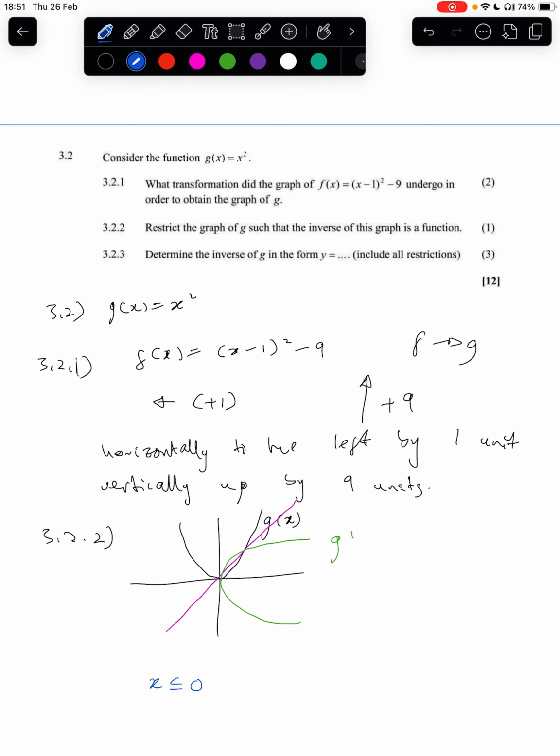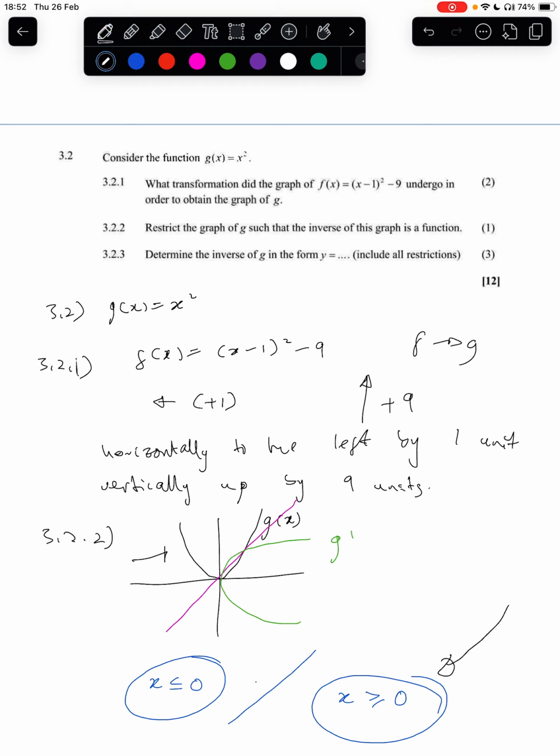So the solution, you can either say we can restrict it to this portion here, which is x is less than or equal to 0. You could provide this as a solution, you get your full marks. Or you can provide this as the solution, x is greater than or equal to 0, and then you get your full marks. All right, perfect. So remember, this restriction is applied to the original function to give us an inverse graph that is actually a function. This restriction is applied to what? The original function, g of x in black, not the green one.